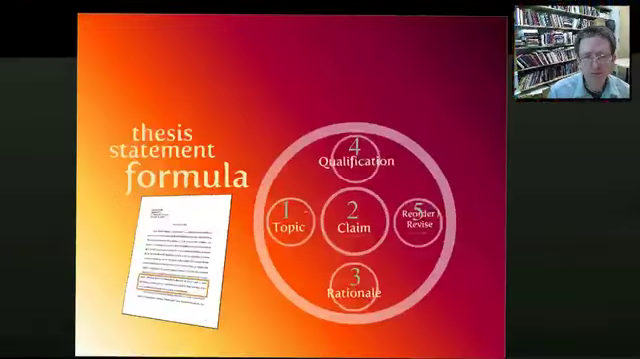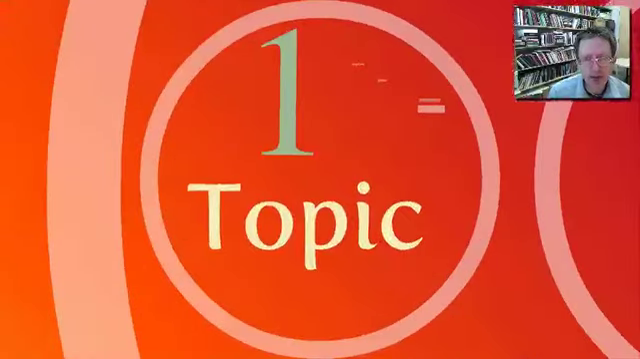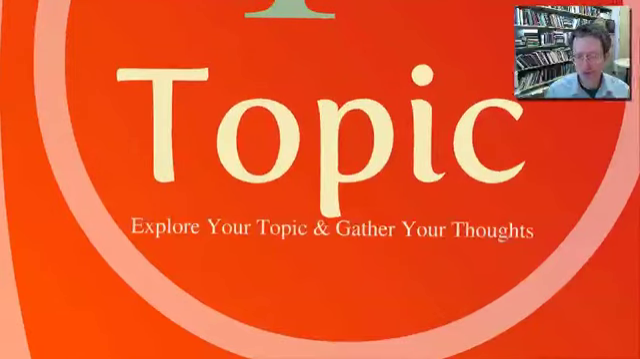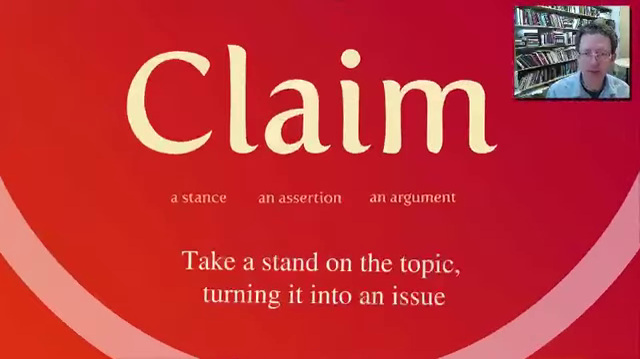Alright, now here's that formula I was talking about. It starts very simply by zooming in on and focusing on your topic. And of course the topic is where you explore. This stage you do a little bit of exploring and you gather your thoughts on the topic. It assumes that you've already had some sort of preliminary exposure to the ideas through reading and research, etc. The second step is you have to come up with a claim. This is the core of it, and this is where you take a stand on the topic and turn it into some kind of an issue.